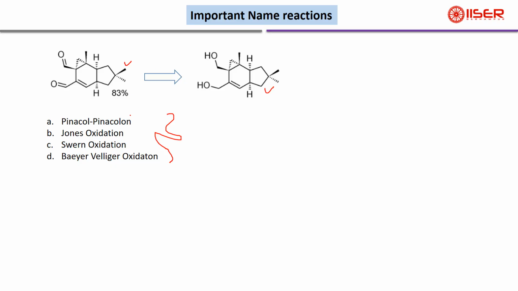So first one is pinacol. Pinacol is for diol systems, so this is already cut. Second one is Jones. Obviously this is oxidation because alcohol is oxidized to aldehyde.